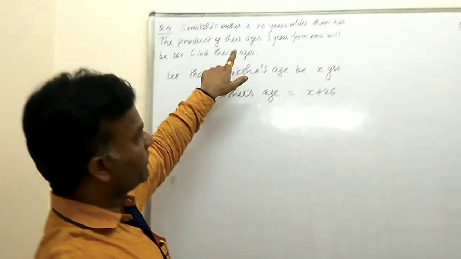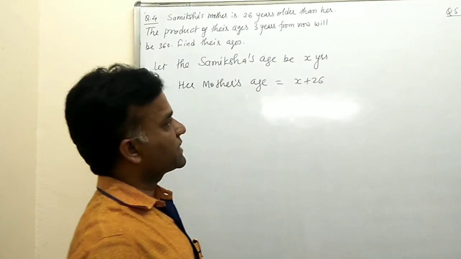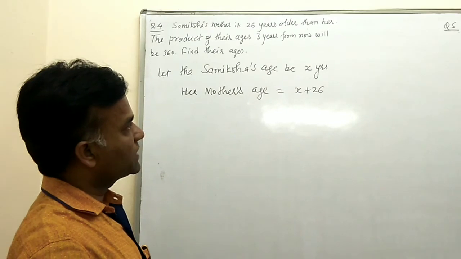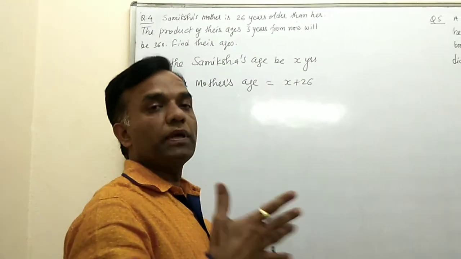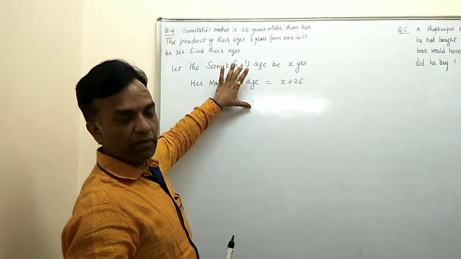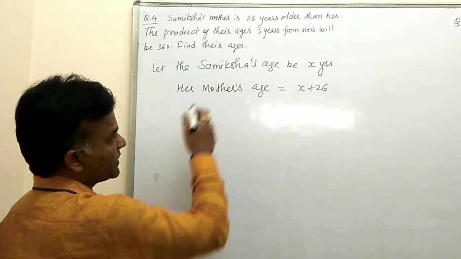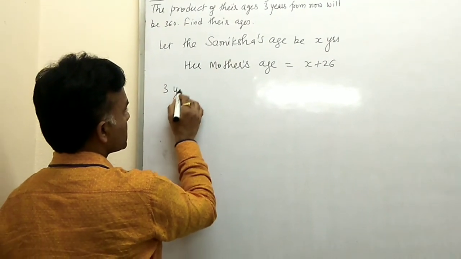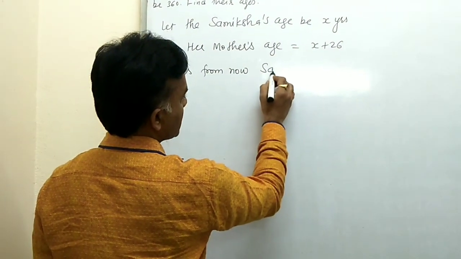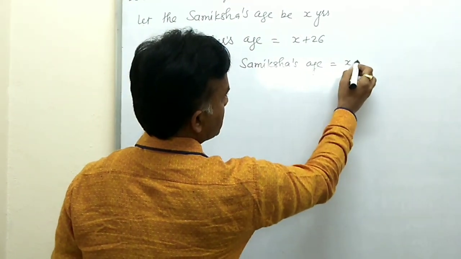Okay, but now we compare with 3 years from now. Present age is x years, so after 3 years the age of Samiksha, and after 3 years her mother's age will also change, because we multiply to find the product of the ages after 3 years. So these are the present ages of Samiksha and her mother. Now we find out after 3 years: you write down, 3 years from now Samiksha's age equal to x plus 3.